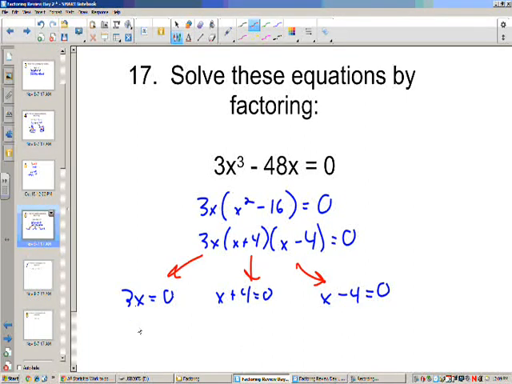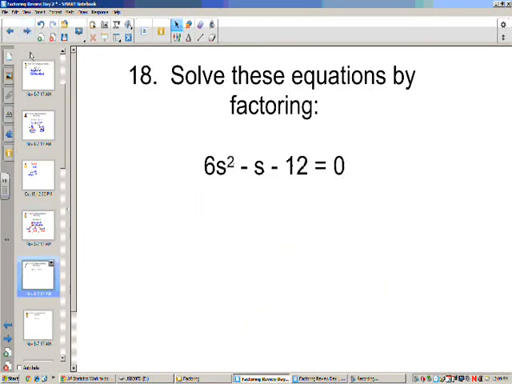Well, if 3x equals 0, we divide by 3, and x is just 0. If x plus 4 equals 0, we subtract 4 on both sides, and x equals negative 4. If x minus 4 equals 0, we add 4 to both sides, so x is equal to 4. So this problem has three different solutions. All right. Try this one on, pause the video, try this one on your own and see how far you get.